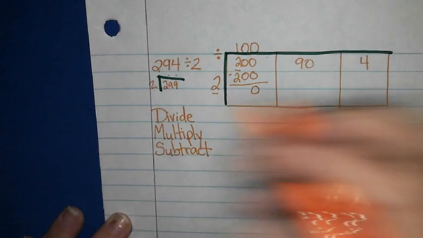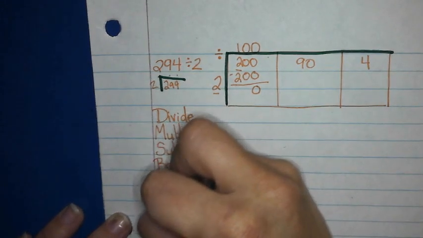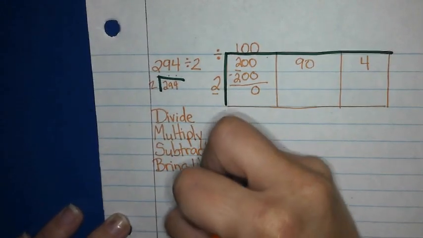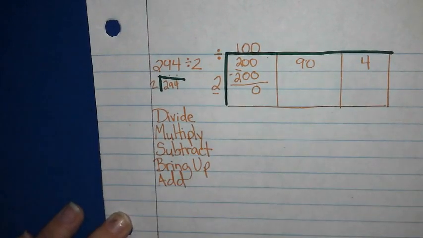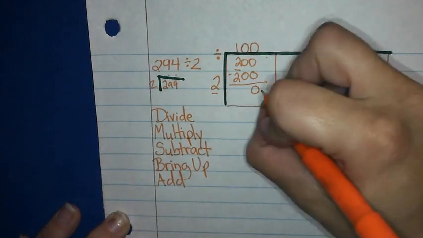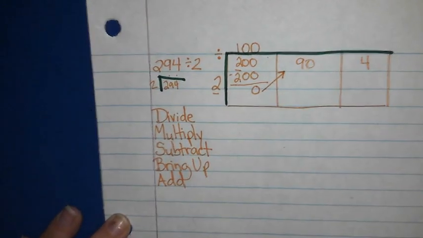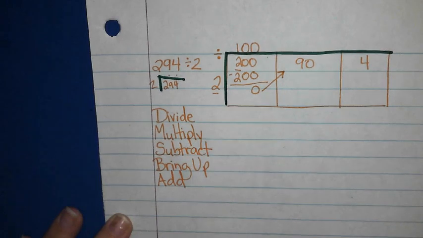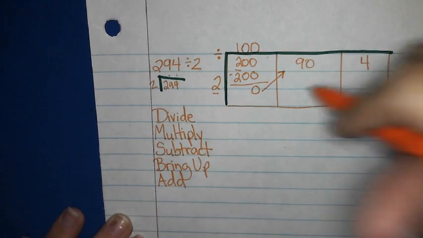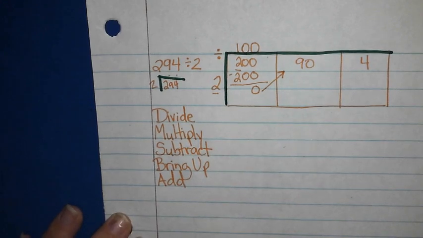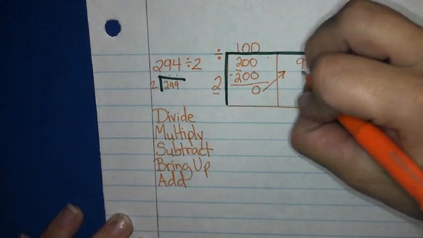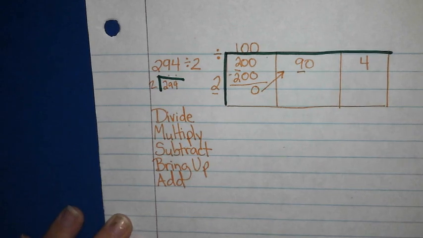After we see if we have leftovers, we're going to bring up those leftovers and add them to the next box. For this one, it doesn't affect anything because we're just bringing up 0 and adding 0 to 90. But in other boxes, it might. Once we get to a new box, we get to a new room, as we say, and we start it all over again. So we look and see how many times can 2 go into 9.